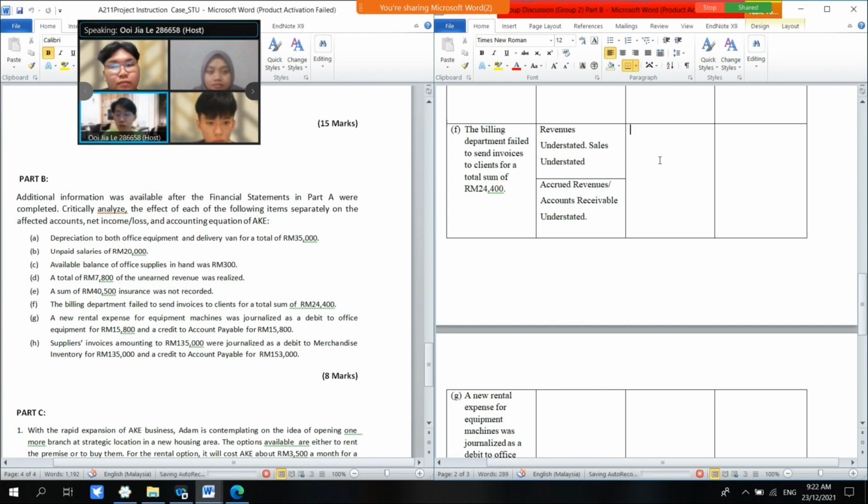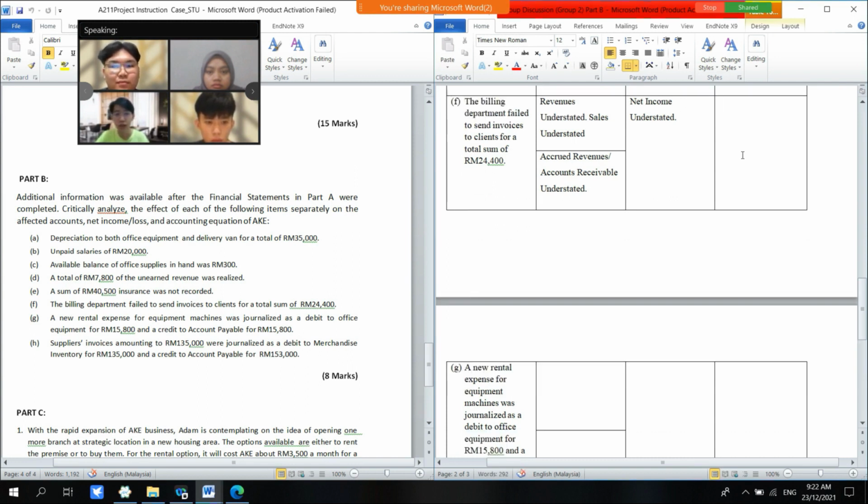Okay, for me, I think net income is understated. And the last one, I think assets are understated because accounts receivable is understated, and the owner's equity is also understated. Okay, so I will pass to Ming Hui to continue with question G.